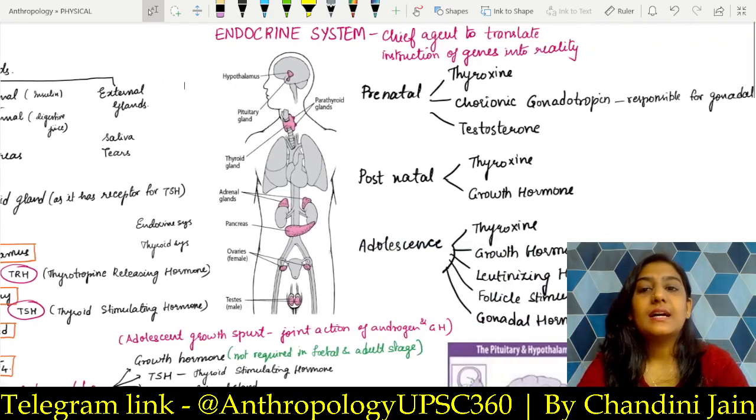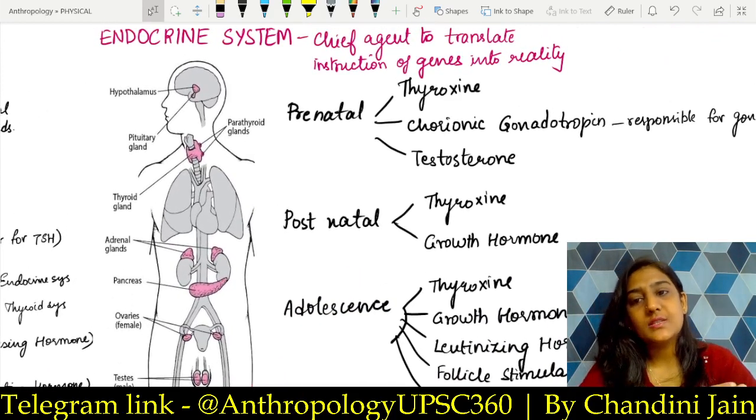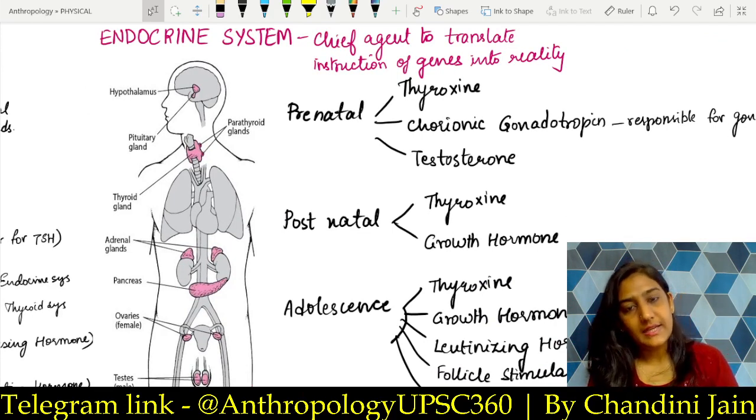So first let's start with the endocrine system. Now, what is the endocrine system? We can say it is like the chief agent. We know that the gene is your blueprint, on the basis of which your whole growth and development runs. The instructions that the genes are giving turn into reality by the chief agent, that is the endocrine system.